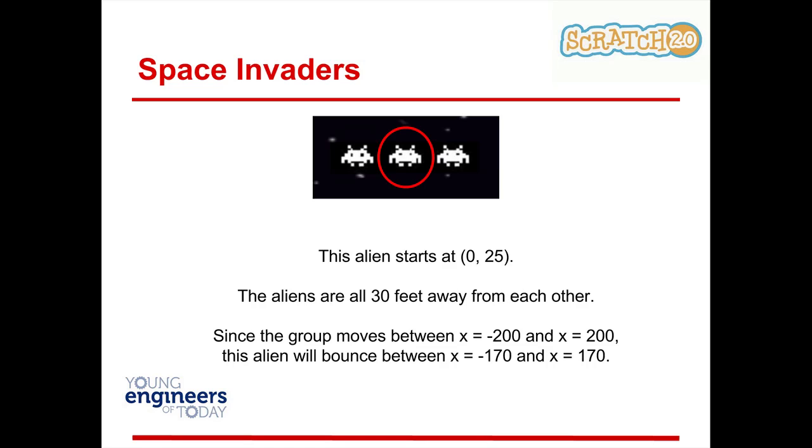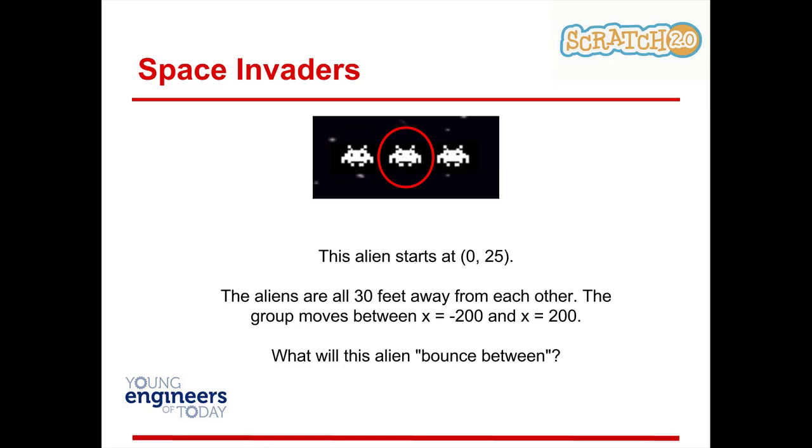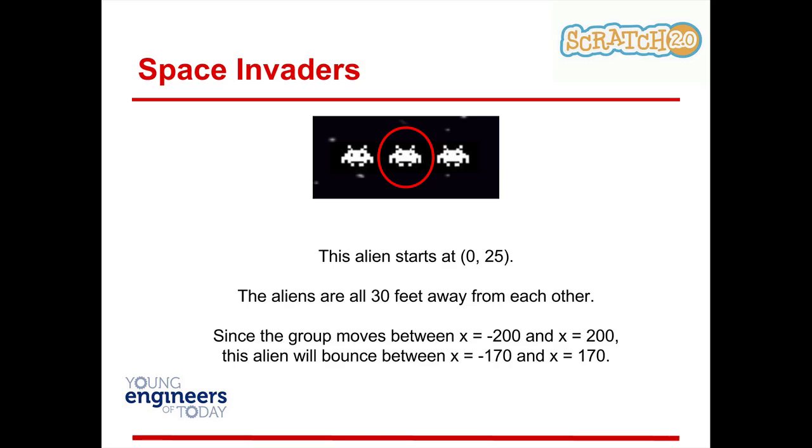Since the group moves between -200 and 200, the alien bounced, and he was at 20. The aliens are 30 feet away from each other. The alien bounce will be between -170 and 170. All right, that compares to 200 and 140. This is going to be 170 because this is the middle alien.